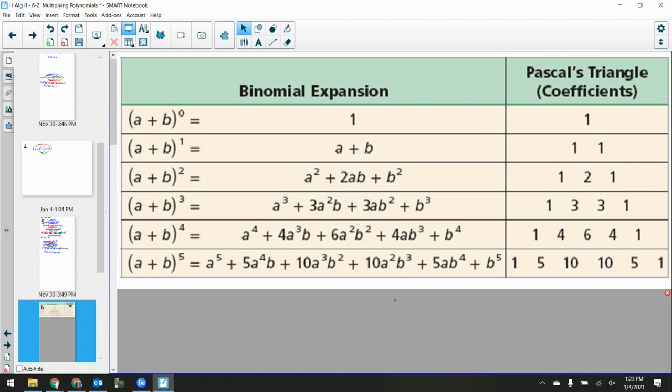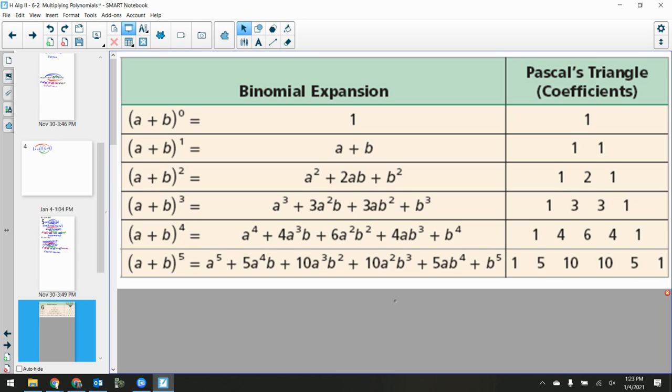Now, one thing that is very, very useful is called binomial expansion. Okay? And we use Pascal's triangle to expand binomials. What do I mean by expand binomials? When you multiply them all out, that's expanding binomials. Right? We expanded x plus 4, and we got that big long polynomial. We can use Pascal's triangle to find the coefficients.